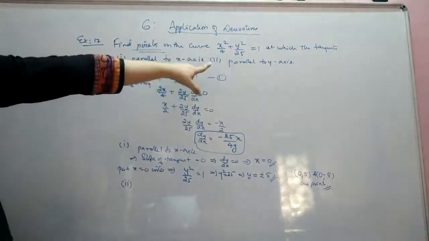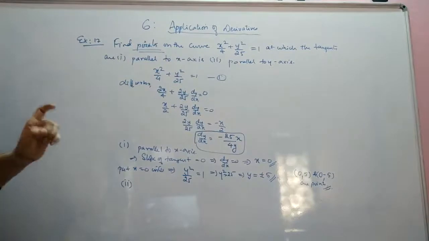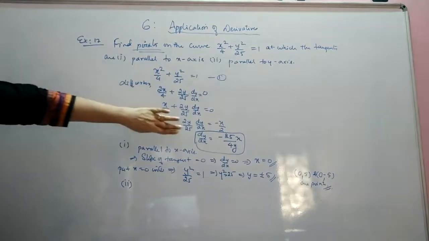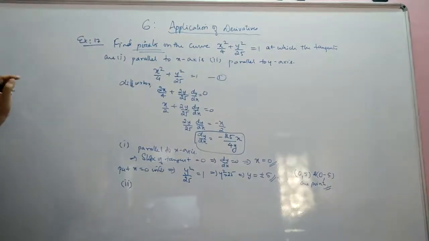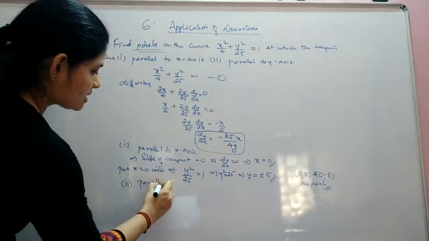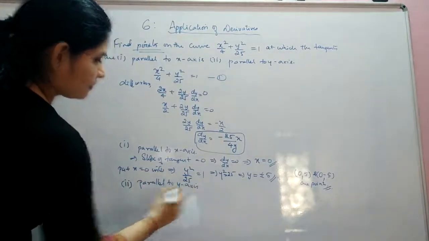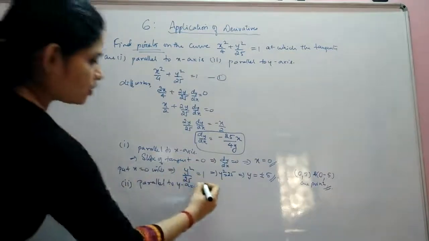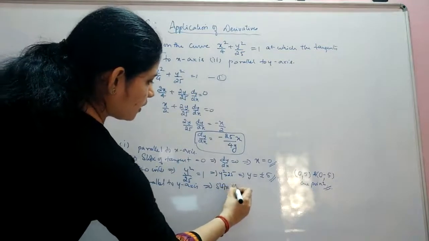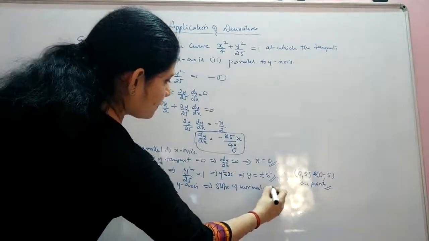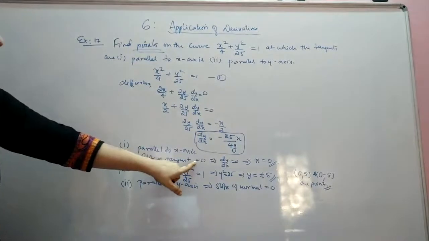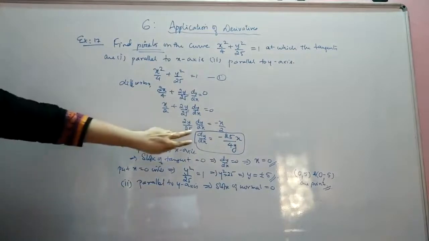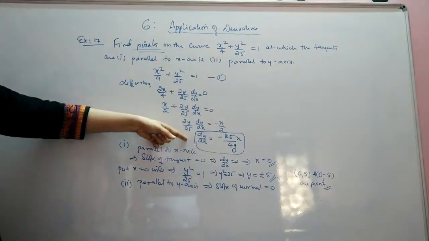Now for the second case, parallel to y-axis. Parallel to y-axis means what? The slope of the normal will be 0. That means its reciprocal will be equated to 0. Understood? Parallel to y-axis means it is at 90 degrees. That means normal can be treated as 0. Slope of normal is 0, because in the other case it will give you infinity, so we are not considering that infinite concept. We are just taking slope of normal is 0. Slope of normal is the negative reciprocal of slope of tangent.